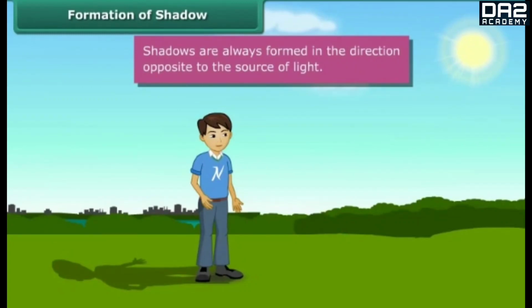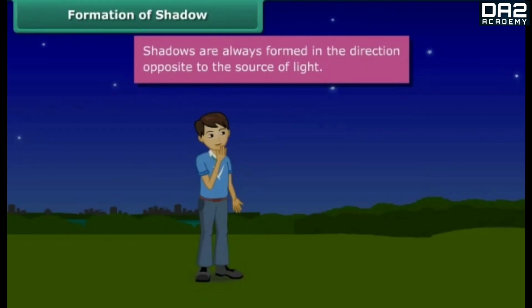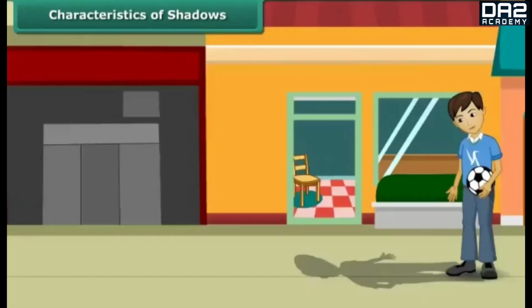In the morning, since you were facing the sun, the shadow was behind you. In the evening, the sun was behind you, causing the shadow to be formed in front of you. When the sun sets, there was no light. Hence, there were no shadows.